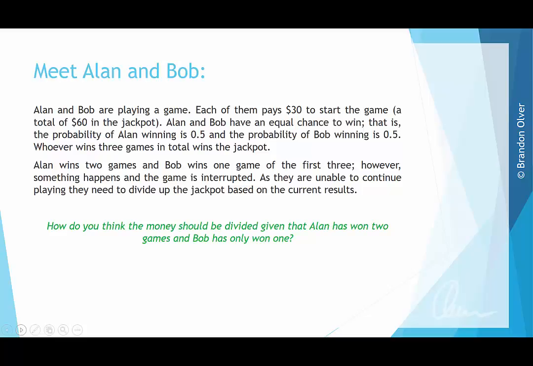So our question is, how do you think the money should be divided, given that Alan has won 2 games and Bob has only won 1? So take a minute now to think how you might split it up.